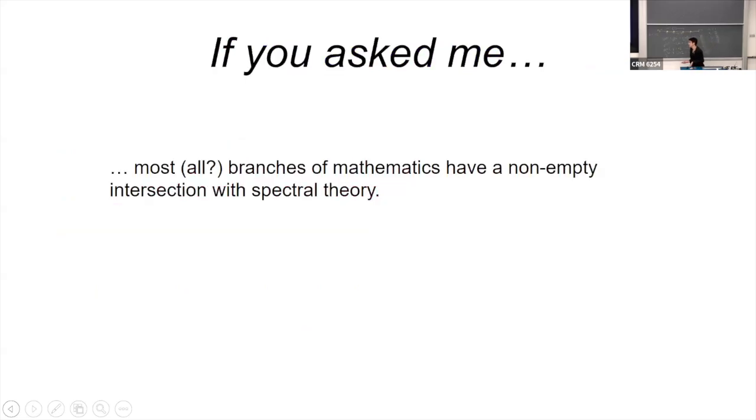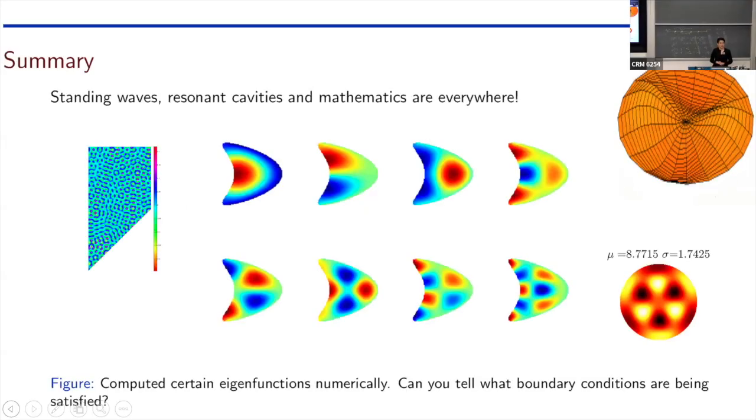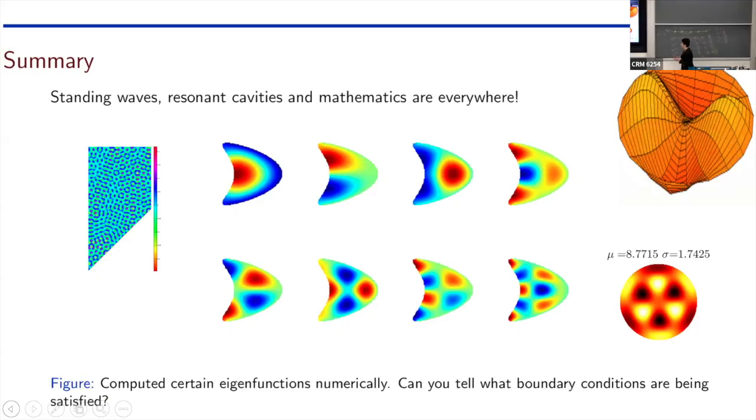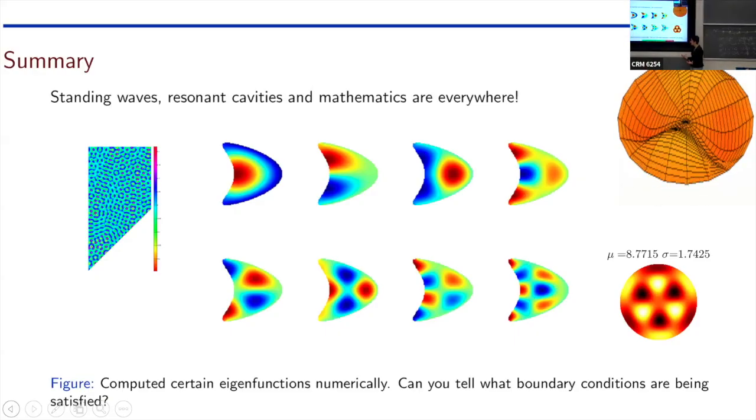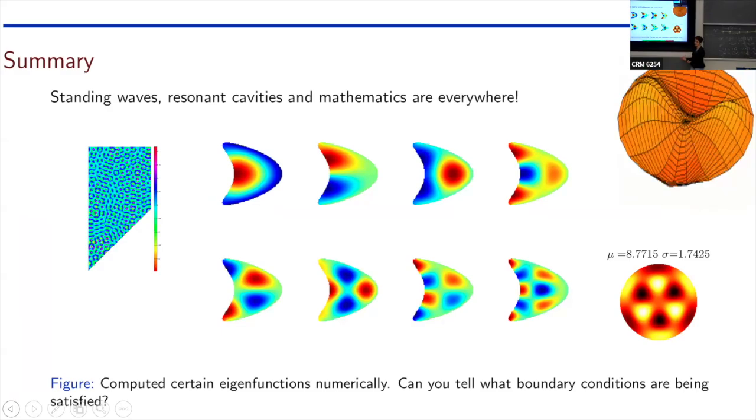So if you ask me, pretty much all branches of math have a non-empty intersection with spectral theory. It's very rich. Starting from very simple principles, you can get to fairly complex ideas in mathematics. And you can solve all kinds of PDE eigenvalue problems, integral eigenvalue problems. Boundary conditions matter.